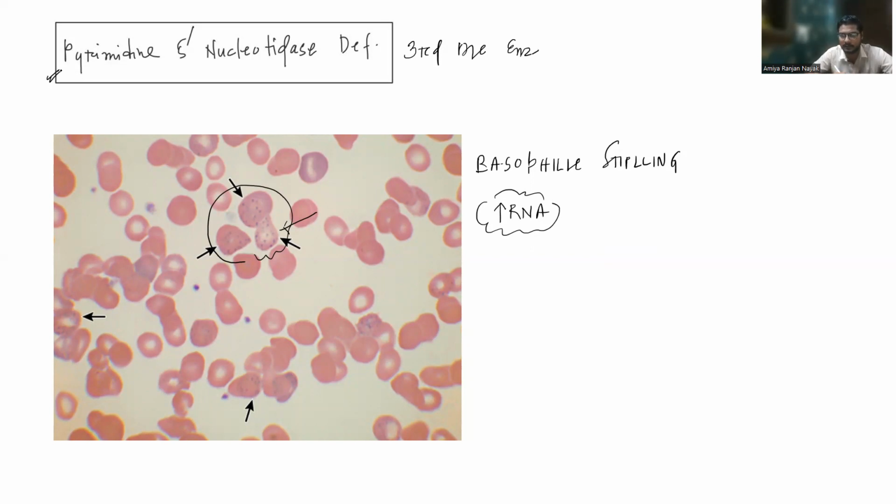Again, this is not specific for this condition. It can also be found in lead poisoning. Lead can also inhibit this enzyme and can cause basophilic stippling. It is also found in alcohol toxicity and various conditions of ineffective erythropoiesis like thalassemia and sickle cell disease. In all these conditions, you will also get basophilic stippling, and sometimes in sideroblastic anemia also. So that's all about the enzyme deficiencies causing hemolytic anemia.